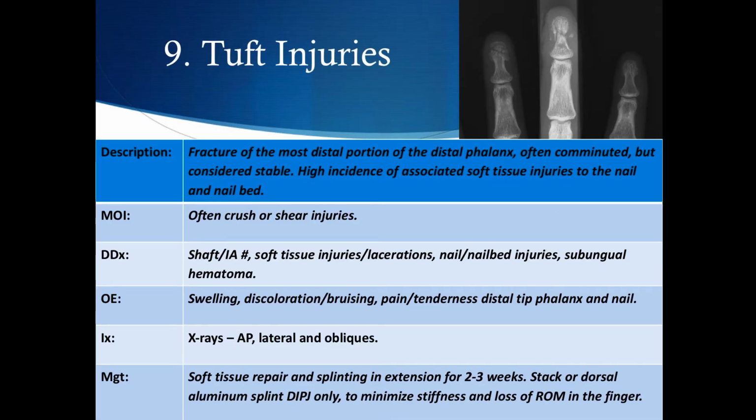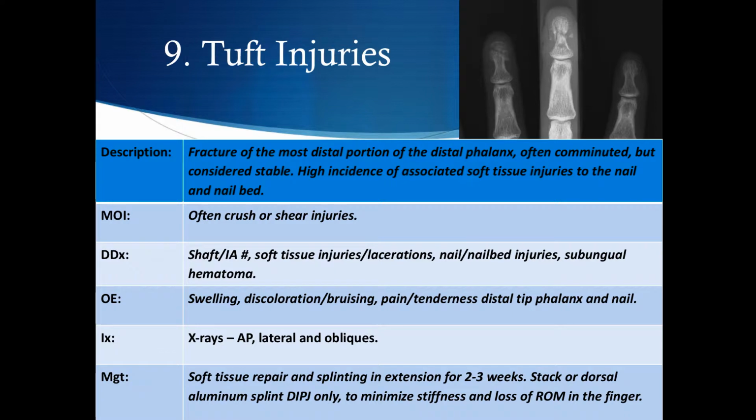The ninth condition is tuft injuries or fractures. These are fractures of the most distal portion of the distal phalanx. They're often comminuted but considered stable. There's a high incidence of associated soft tissue injuries to the nail or nail bed. The mechanism is often a crush or shear injury. Differential would include shaft and intra-articular fractures, soft tissue injuries and lacerations to the nail bed, and subungual hematoma.